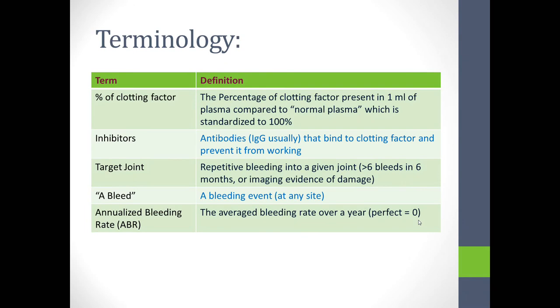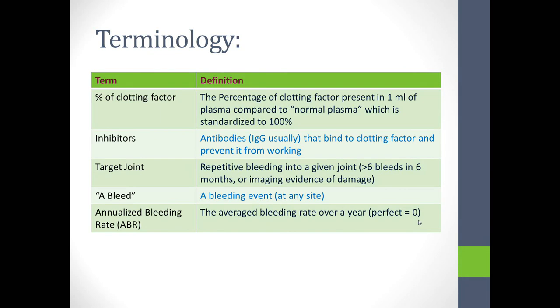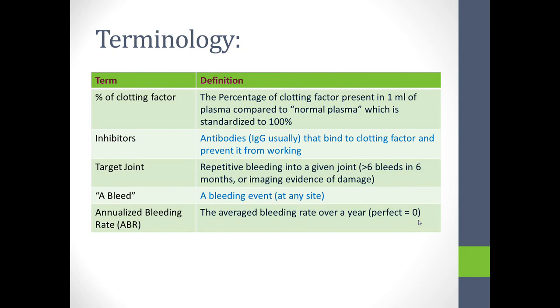So, terminology. Percent of clotting factor: this is the percent of clotting factor present in 1 mL of plasma, compared to normal plasma that's been standardized to 100%. So if someone says they have 5% clotting factor, that means they have 5% of the normal factor VIII present in a normal person's blood. Inhibitors are antibodies, typically IgG, although others can arise, that bind clotting factor and prevent it from working. A target joint is a joint, such as a weight-bearing joint in the lower extremities, in which bleeding is repetitive. By definition, this is either 3 bleeds in 3 months or 6 bleeds in 6 months or imaging evidence of damage. A bleed is a term used to describe a bleeding event, and that can be in any place.